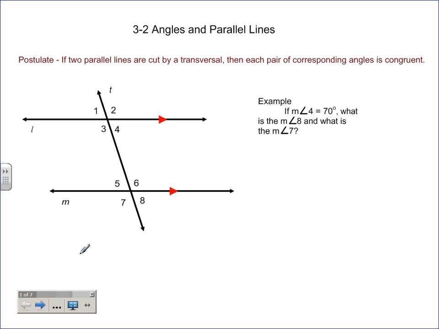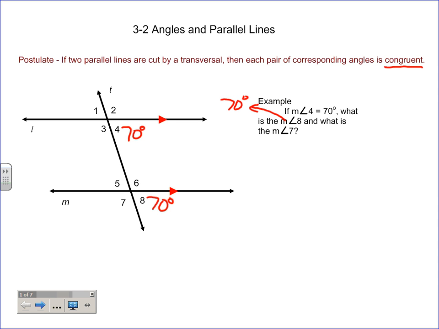So here it says if the measure of angle 4 is 70, let's put that in there, because you have that information. What is the measure of angle 8? And what is the measure of angle 7? Well, can we get 8? Is that corresponding with 4? If these lines are parallel, based on this postulate, can you tell me 8? You better. It says they are congruent, which means same shape, which obviously they are, they're angles, and same measure. So it's 70. Angle 8 is 70 degrees.